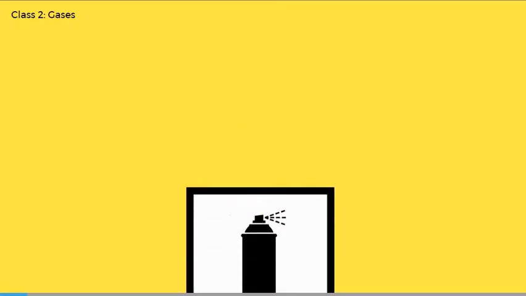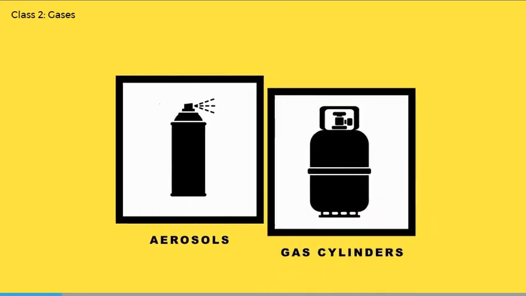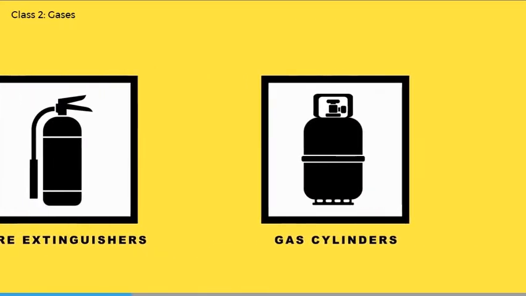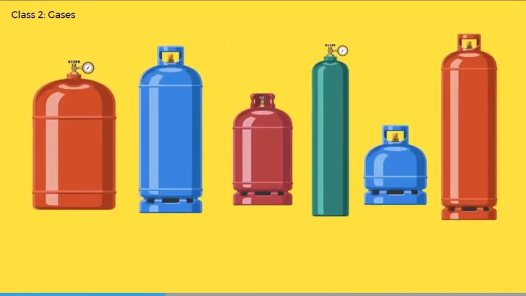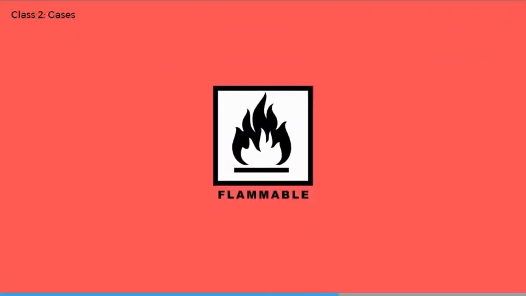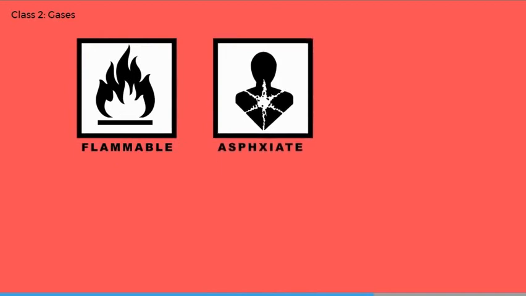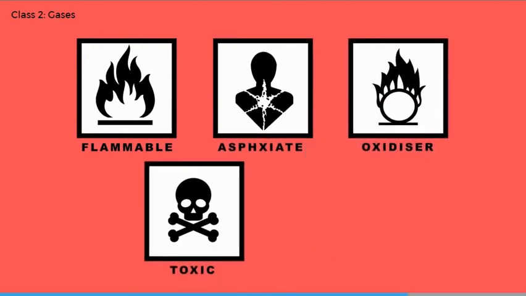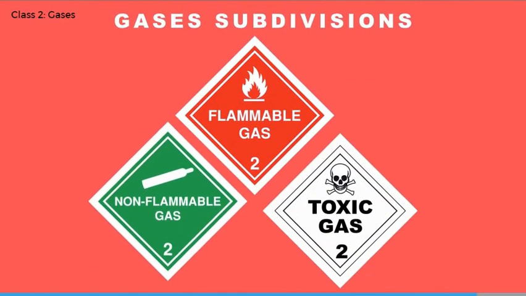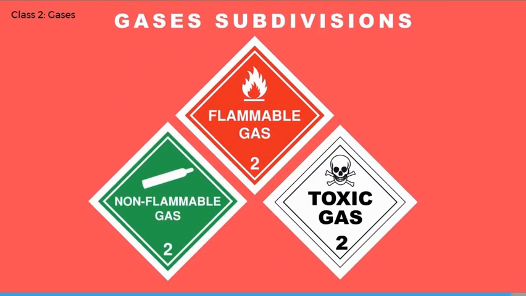Class 2 common examples include aerosols, propane or butane gas cylinders and fire extinguishers. Those include compressed, liquefied, dissolved and refrigerated liquefied gases, as well as mixtures of gases with vapors of substances. Gases can pose serious hazards due to their flammability, potential as asphyxiates, ability to oxidize and their toxicity or corrosiveness to humans. There are 3 different divisions of the hazards class.